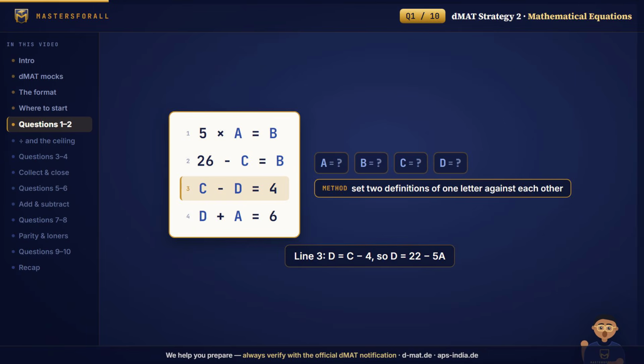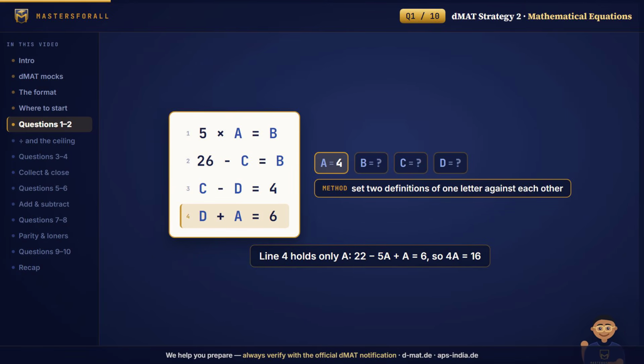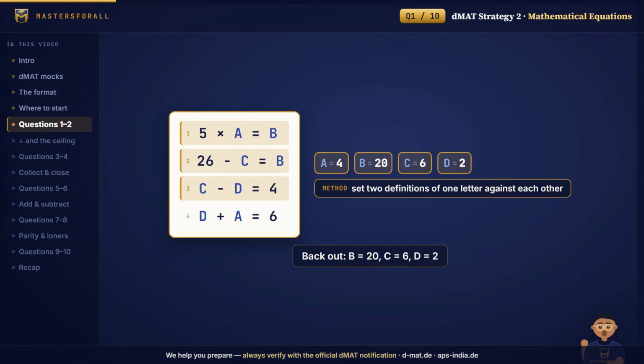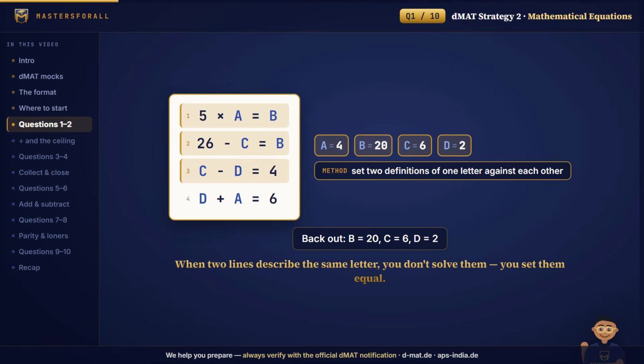Line 3, D is C minus 4. So D is 22 minus 5A. Now line 4 holds only A. 22 minus 5a plus a equals 6. That is 22 minus 4a equals 6. So 4a is 16 and a is 4. Back out. B is 20, right at the ceiling. C is 6. D is 2. When 2 lines describe the same letter, you do not solve them. You set them against each other.